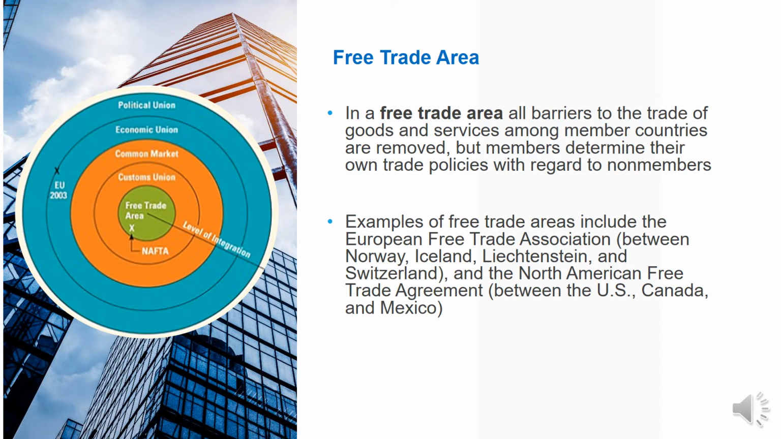In a free trade area, all barriers to the trade of goods and services among member countries are removed, but members determine their own trade policy with regard to non-members. Examples of a free trade area include the European Free Trade Association, between Norway, Iceland, Liechtenstein, and Switzerland, and the North American Free Trade Agreement, between the US, Canada, and Mexico.